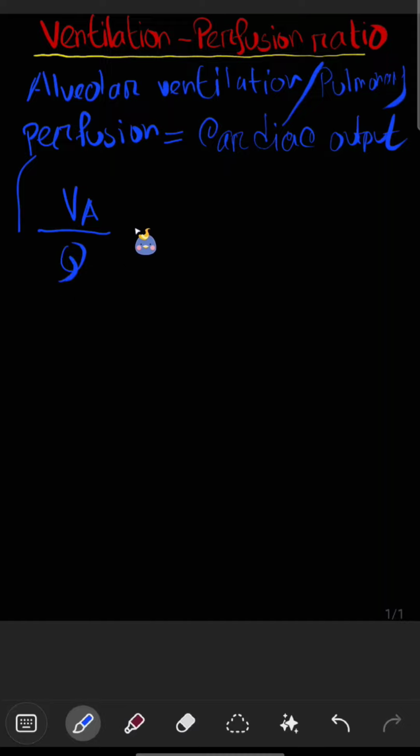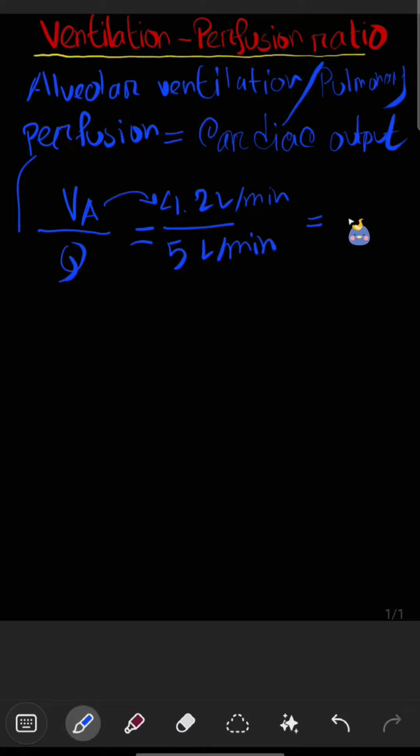So normal value of alveolar ventilation is 4.2 liter per minute. And pulmonary perfusion is 5 liter per minute. And if we do the math, the answer is 0.8. It is the ideal value of this ratio. So where does it occur? Of course it occurs in our lungs.